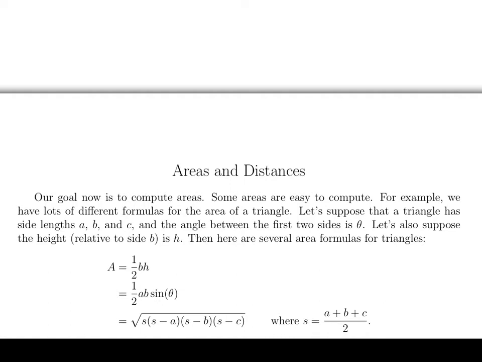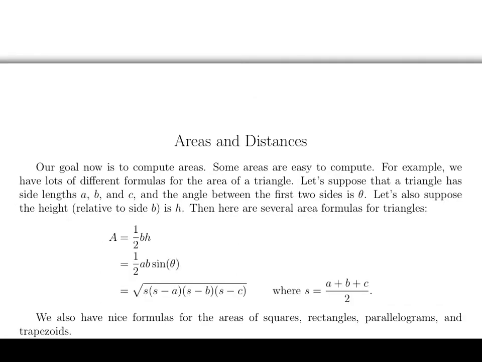Here's one that you may not know, but it actually comes in handy every once in a while. It's Heron's formula, square root of s times s minus a times s minus b times s minus c. And s is the semiperimeter, where you take the perimeter and you divide by 2. Now, we're not going to use any of these right at the moment, but I just showed you this to point out that not only is it fairly easy to compute the area of a triangle, but there's lots of different ways of doing it.